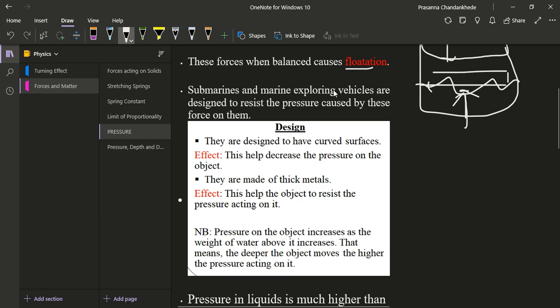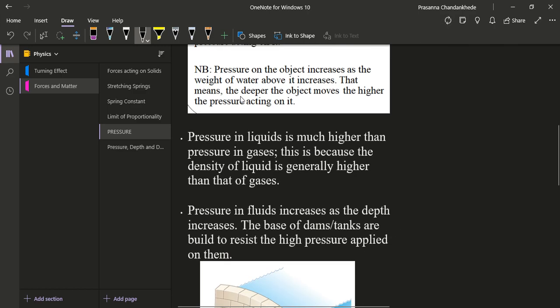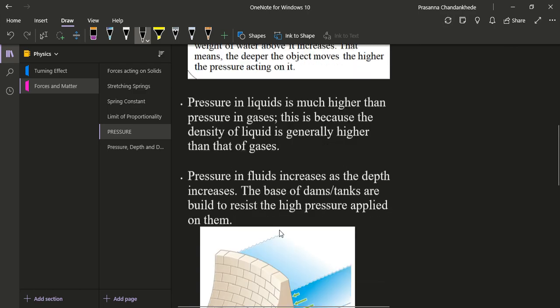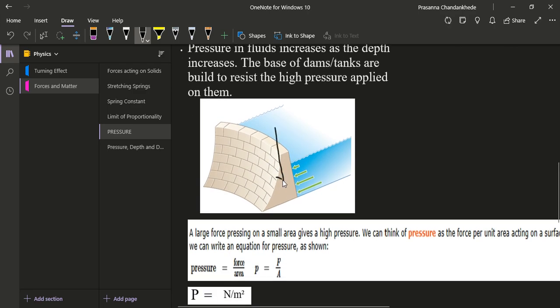Submarines and marine exploring vehicles are designed to resist the pressure caused by these forces on them. They have a particular design. They are designed to have curved surfaces, which helps decrease the pressure on the object. They are made of thick metals, which helps the object resist pressure acting on it. Note that pressure on the object increases as the weight of the water above it increases. That means the deeper the object goes, the higher the pressure acting on it.